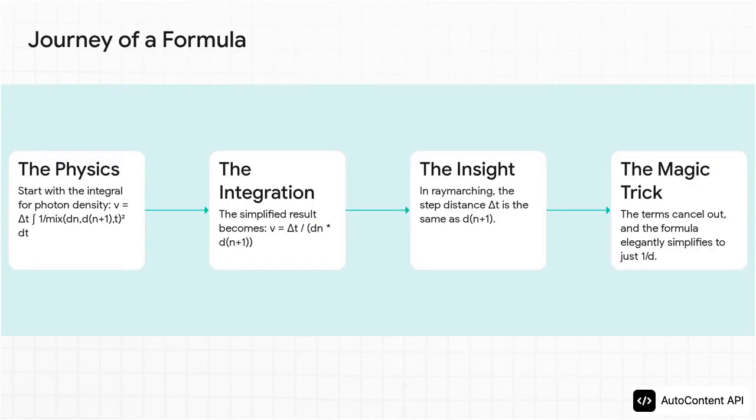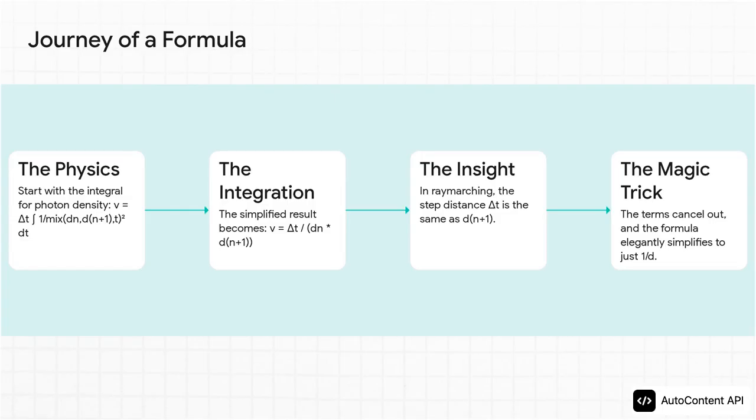All right, so how do we get from complicated physics to a tiny piece of code? It all starts with this beast of a formula. Now, don't worry, you don't need to understand the math. Just know that this is the physically correct way to calculate light density. When you solve that big integral, things get a little cleaner. You get that fraction. But here comes the magic. The big aha moment is remembering how ray marching works. The size of your next step forward is always the distance to the nearest object.